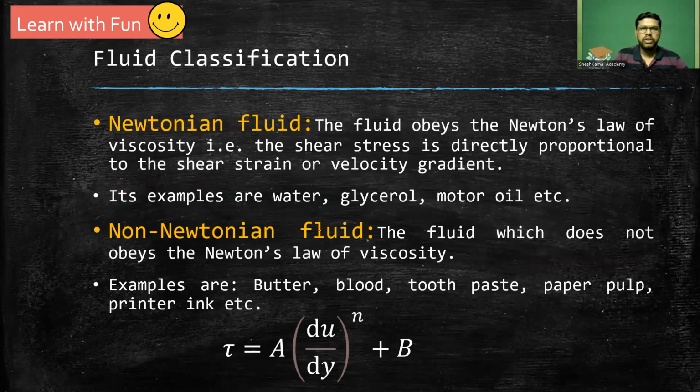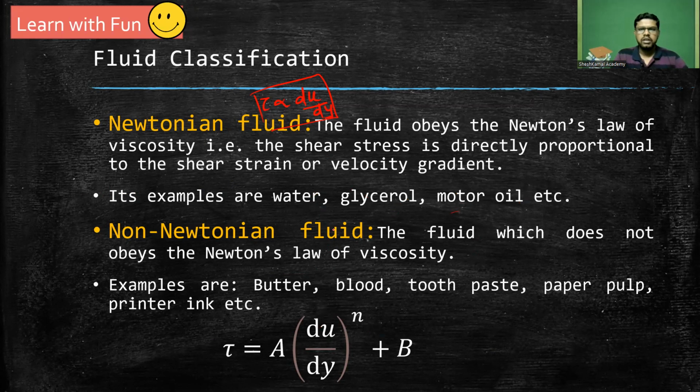Then next is a Newtonian fluid. The Newtonian fluid is a fluid which obeys Newton's law of viscosity. That is, the shear stress tau is directly proportional to velocity gradient or shear strain. This is the relation that is derived from Newton's law of viscosity. If the fluid obeys this relation, we call it a Newtonian fluid. And the examples of Newtonian fluids are water, glycerol, motor oil, etc.